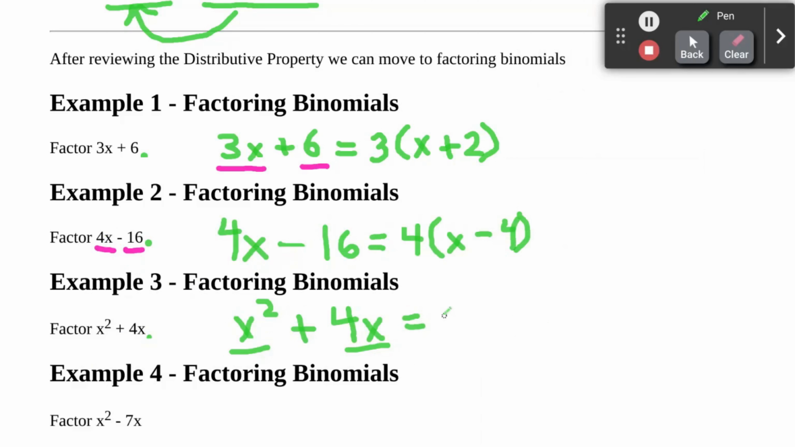So we're going to pull out the x, and then we have to think of what do I have to multiply x by here to get x squared. So x times x, you multiply anything by itself, you square it, that'll give me x squared. And then what do I have to multiply x by to get 4x? Well, plus 4.